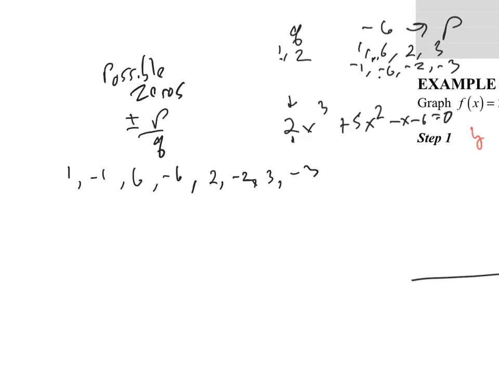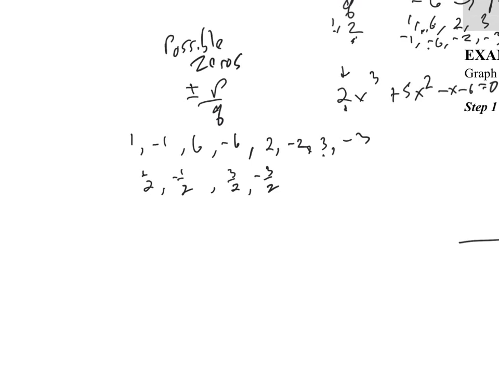I also have, that was all the 1s. I have the 1 over the 2. That's a half or a negative half. I have a 6 over a 2. That's a 3. I already have it. So I already have the plus and minus 3. Then I have a 2 over the 1. That's a 2. I already have it. Or 2 over 2 is a 1. I already have that. 3 over a 2. I don't have that. 3 over 2 or a negative 3 over 2. So there's a whole bunch I could try. How do I try them?